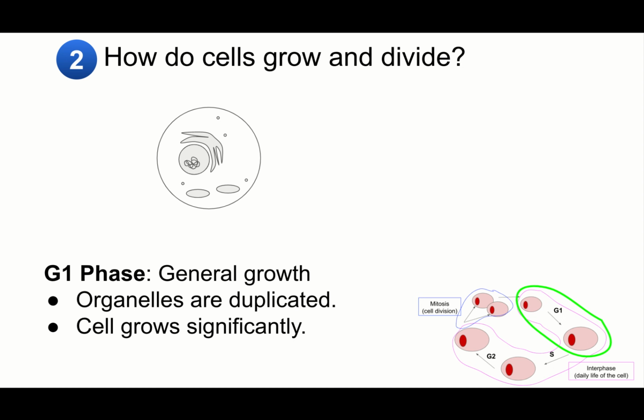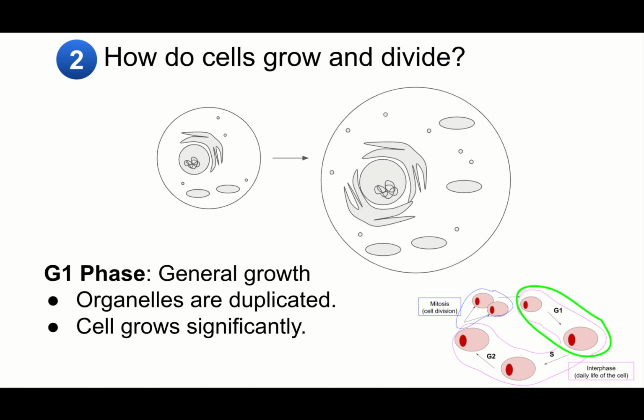And during G1 phase, the organelles are duplicated and the cell grows significantly. So by the end of G1 phase, our cell looks like this. It's much bigger. And instead of 1 endoplasmic reticulum, now I have 2. Instead of 2 mitochondria, I have 4. My ribosomes have been duplicated. But there's something that has not been duplicated: the nucleus and the DNA. I still just have 1 nucleus and 1 set of DNA. That is not duplicated in the G1 phase, but all the other organelles are.